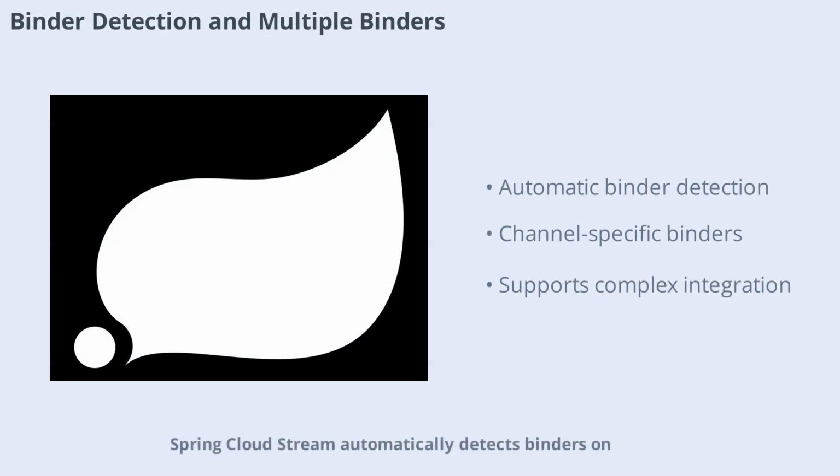Spring Cloud Stream automatically detects binders on the classpath and configures them for use. When multiple binders are present, you can specify which binder to use for each channel, either globally or individually.